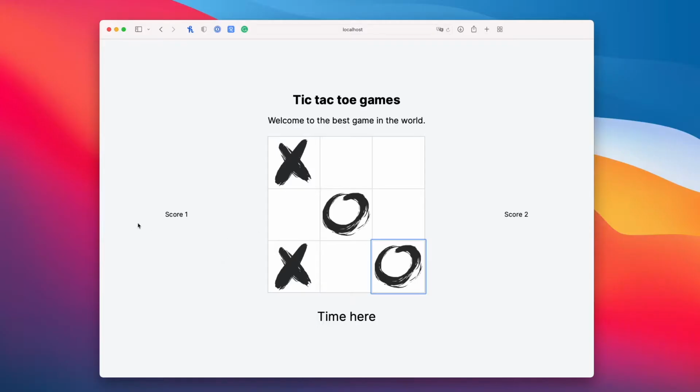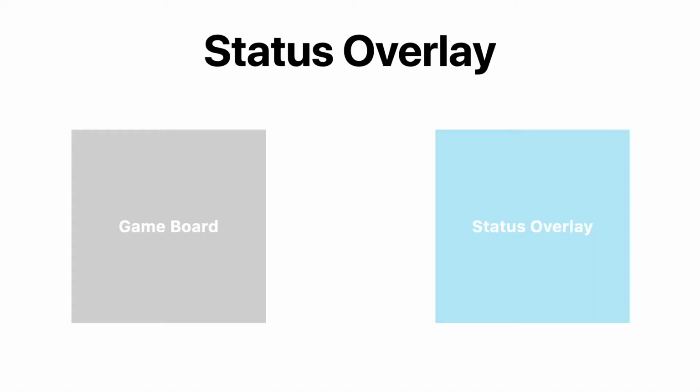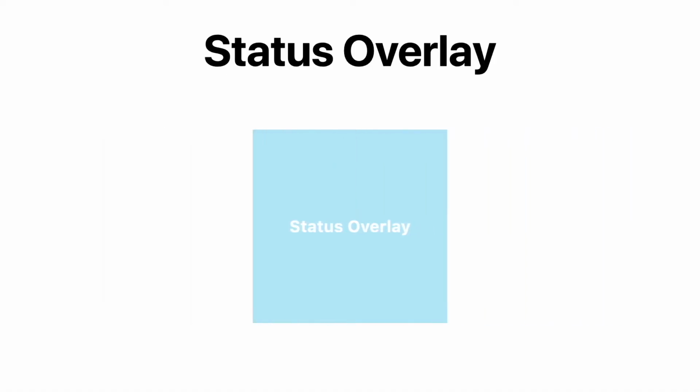Our plan for today is to finish the entire game. What we're missing is to keep score of the players. Score 1 right here is empty, and score 2 is also empty. We're also going to be drawing an overlay on top of the grid to indicate when a game ends, either by a player winning or the game coming to a draw. And in order to do that, we're going to be developing the algorithm to check for winners. So let's get right into it.